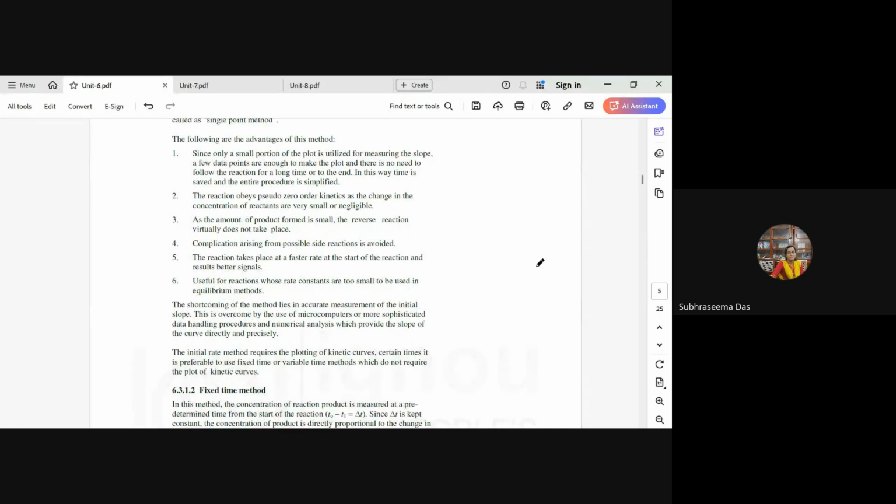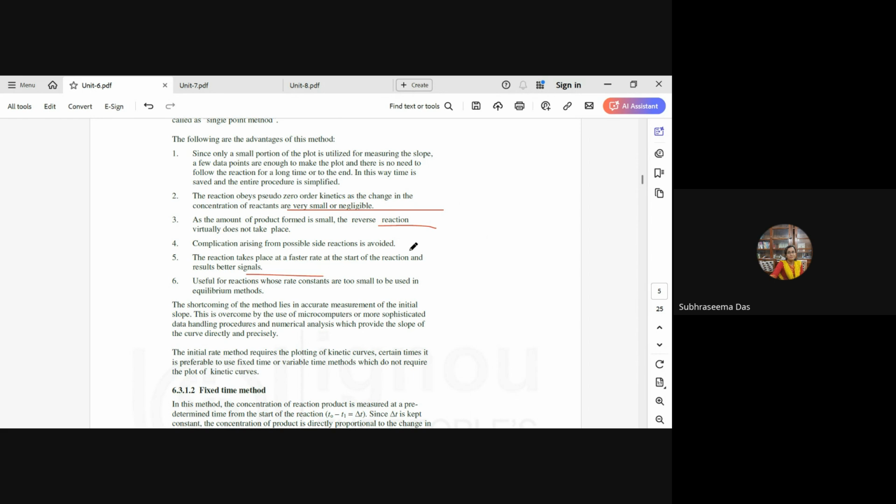This method has certain advantages. Since we only utilize the initial part of the slope, only a few data points are taken, and that is why the curve shows a good fit and the entire procedure is simplified. The reaction obeys pseudo zero order kinetics, as the change in concentration is very small and can be neglected. As the product formed is very small, the reverse reaction usually does not take place, so complications can be totally avoided. The reaction takes place faster at the start and usually gives us better signals.